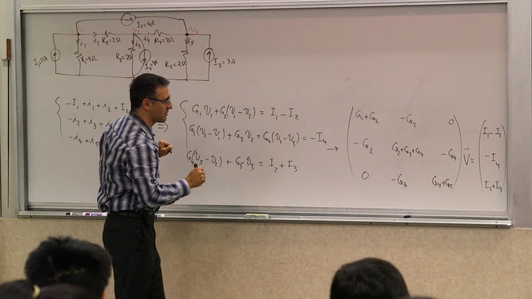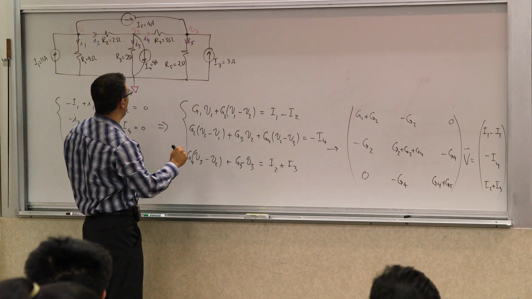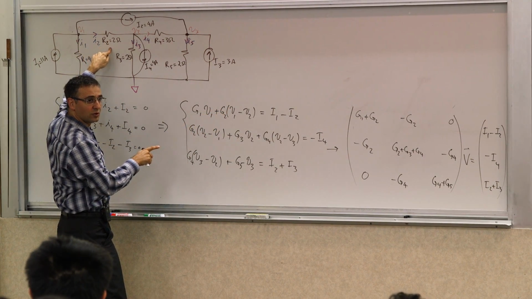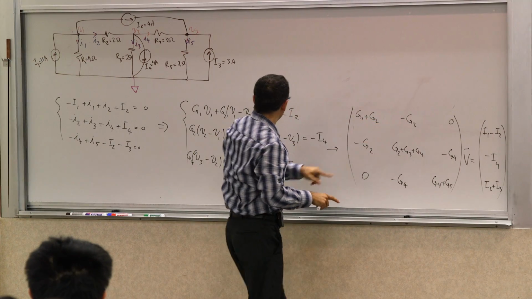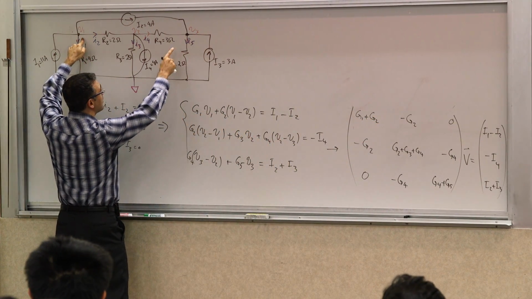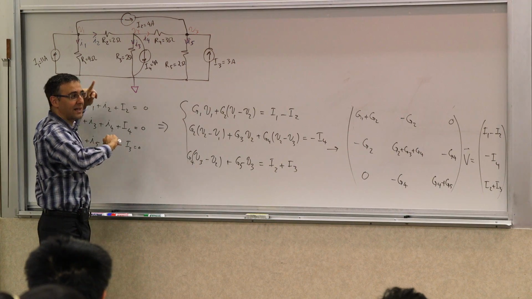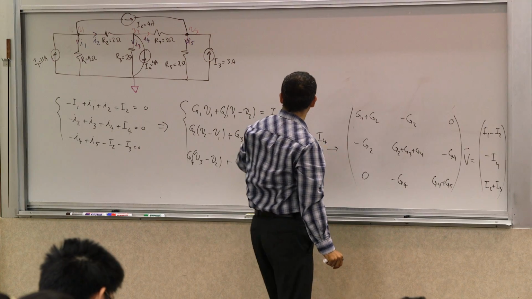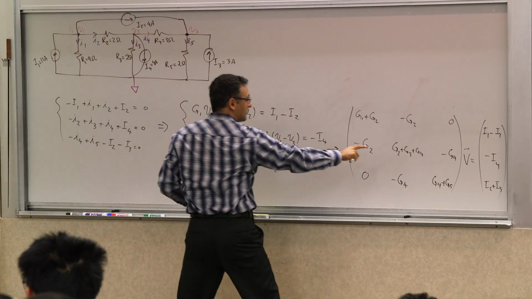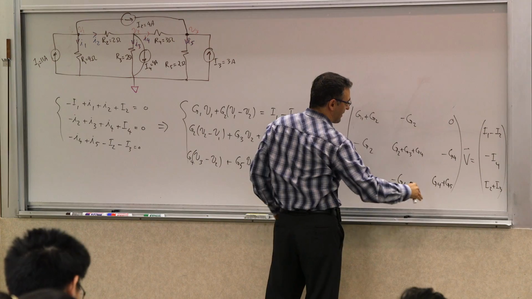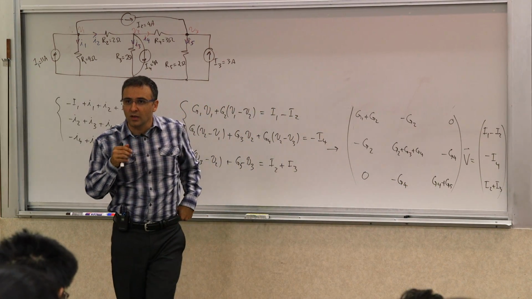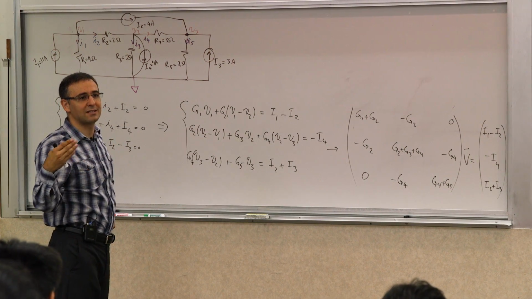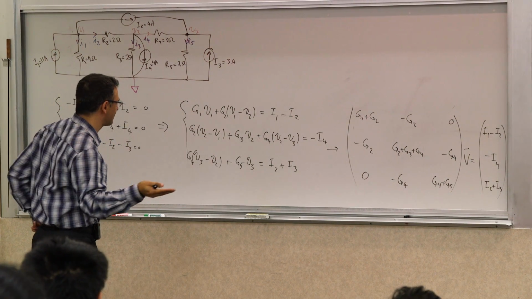Now, off-diagonal terms. The 1,2 term: the only thing connecting 1 and 2 is R2 or G2, so negative G2. There's no direct resistor connecting V1 to V3, so that's 0. Between 2 and 3, we have R4, negative G4. And it's symmetrical. So this seems to be true, as long as you don't have dependent current sources in there.